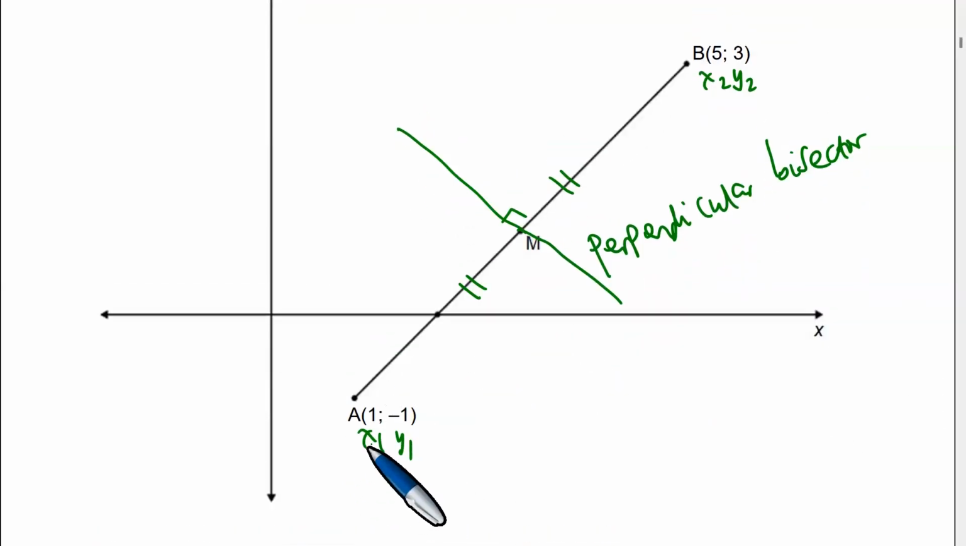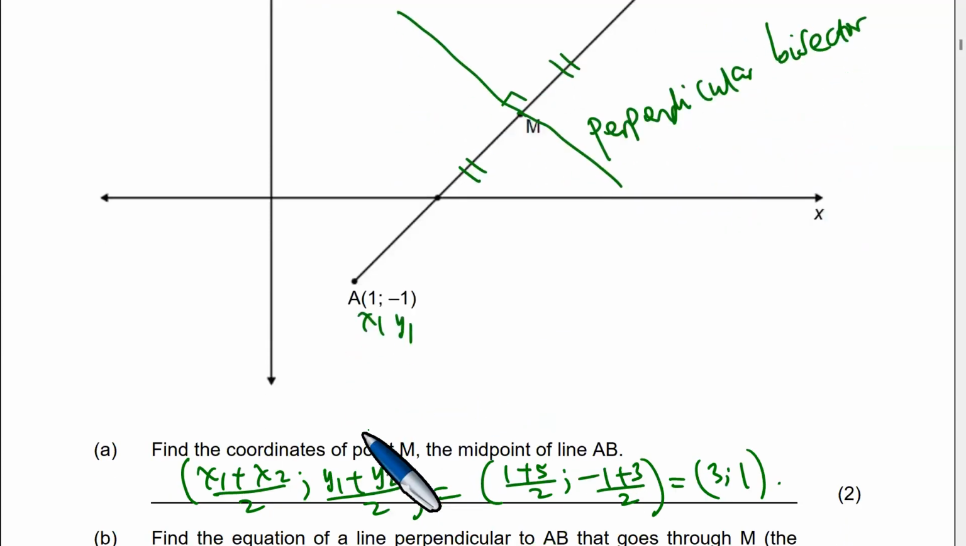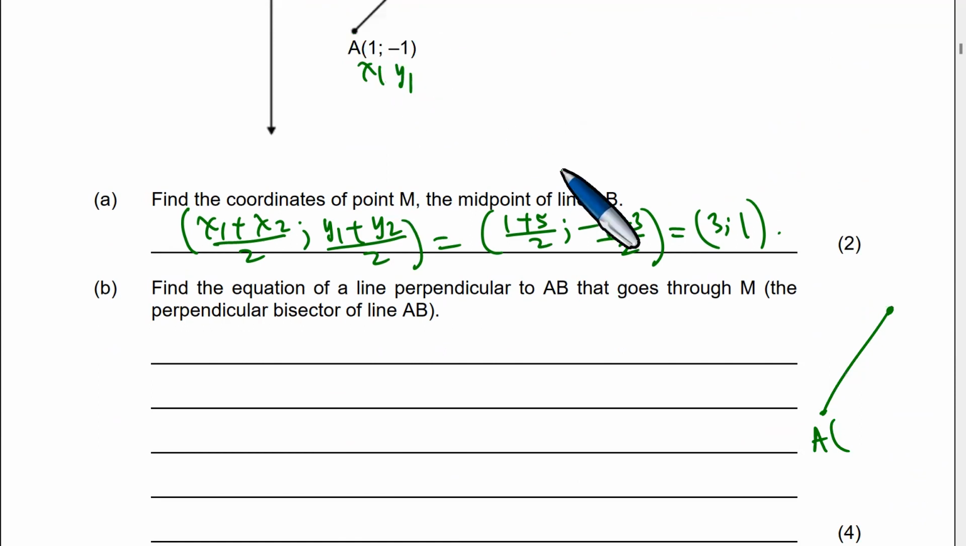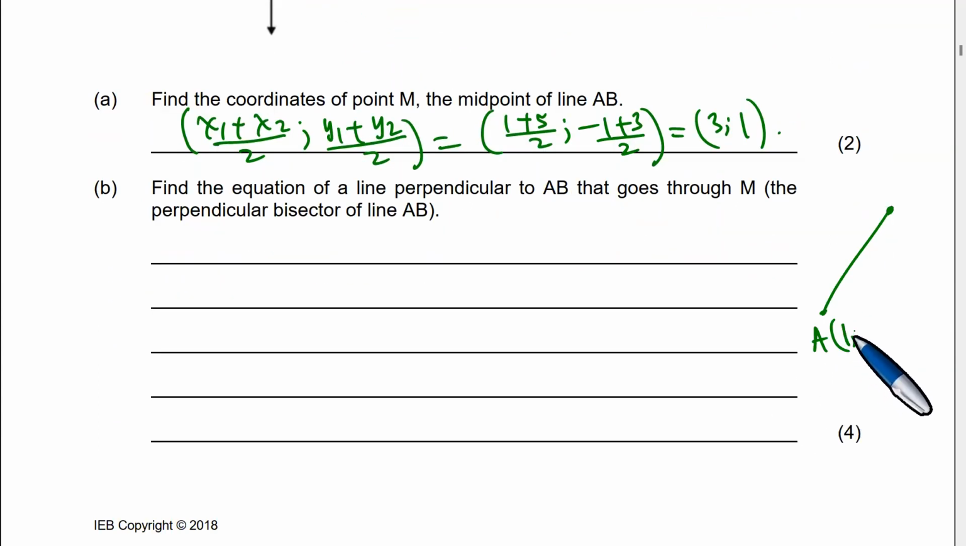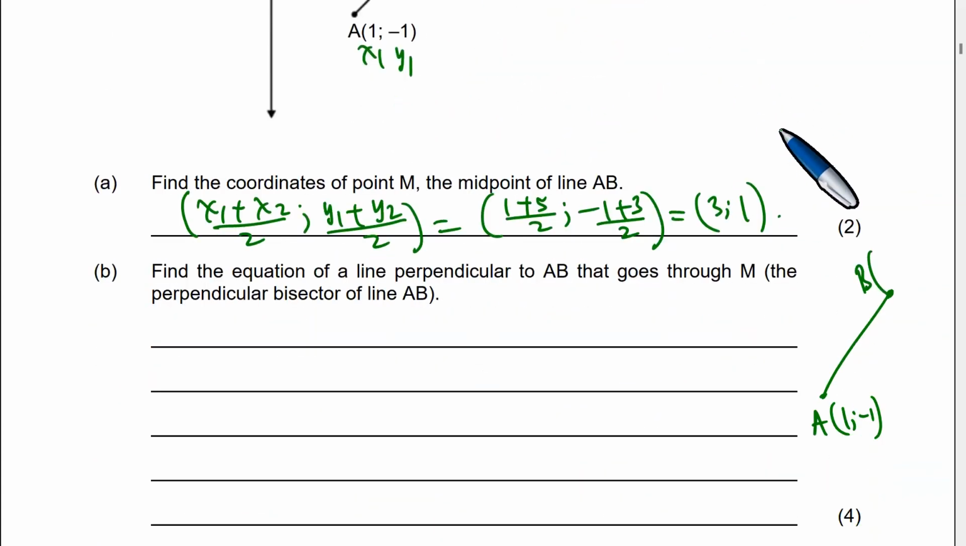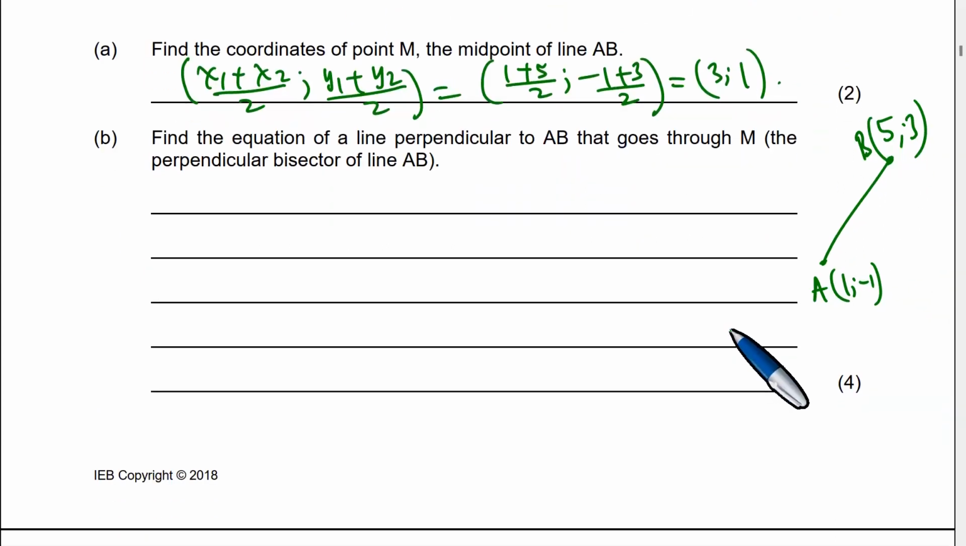So first we must find the gradient of the line AB. I could just put a small note on the side. We have A and we have B. A has the coordinates 1 and minus 1. B has the coordinates 5 and 3. What is the equation of the perpendicular bisector? First we must find the gradient of AB. What is the gradient of AB?